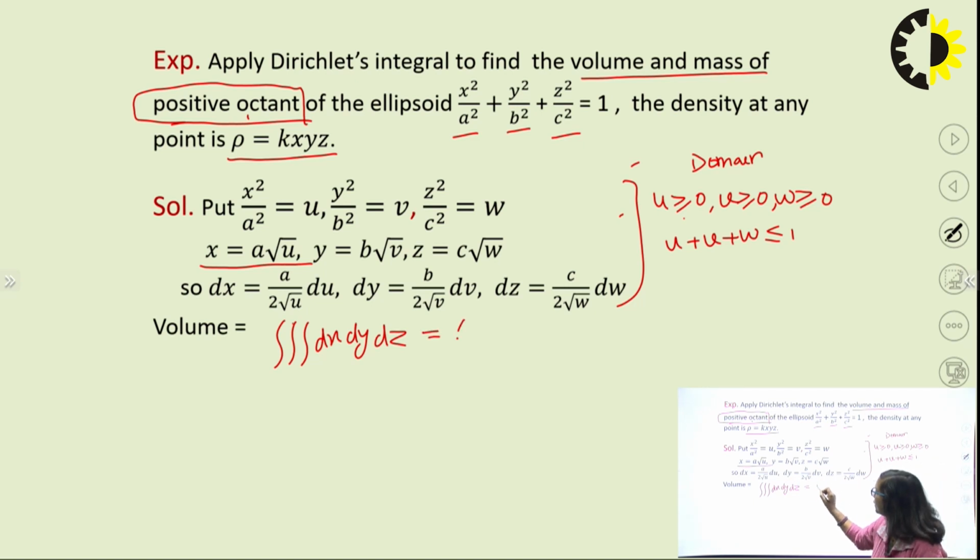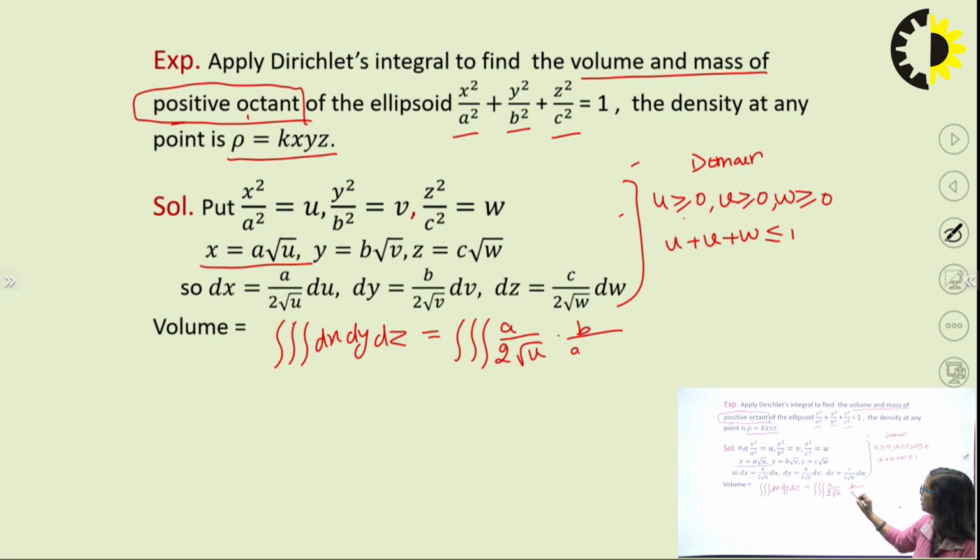Just put their values, and we get a triple integral. The first value is a upon 2 under root u. The second value is b upon 2 under root v. The third one is c upon 2 under root w. And combining these, du dv dw in the last. That's the value.